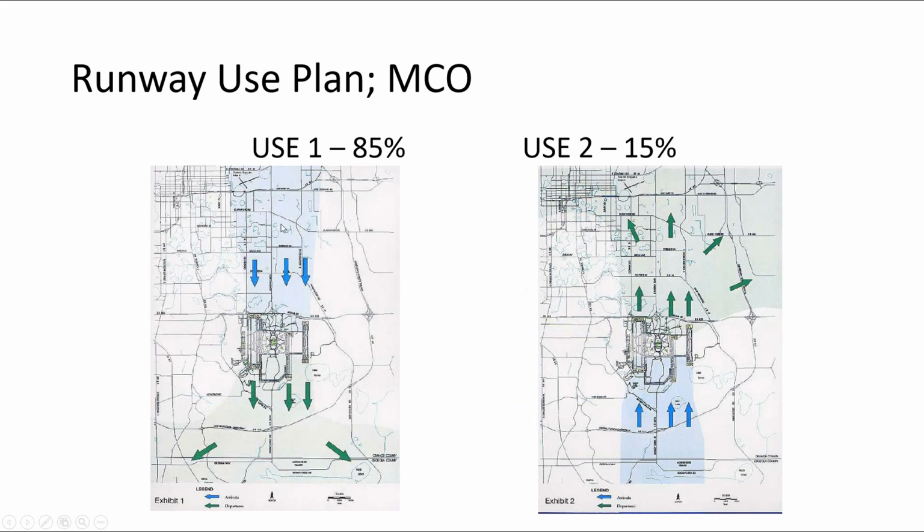All right, and here's their runway plan. 85% of the time they're landing and taking off headed south as you come through. And I flew out of there last summer. I don't remember which direction we took off in, if we were going north or south. And 15% of the time they'll go this way.